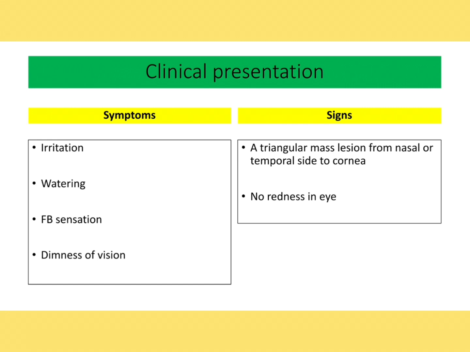Now, signs: a triangular mass lesion from the nasal side to the temporal side of the cornea, and no redness seen in the eye. Redness is seen in case of any foreign body inserted into the eye, or any inflammation going on. In this kind of condition, redness can be there, but in pterygium it's a very normal phenomenon that happens because of the prolonged exposure to UV light, so that will not lead to any redness.